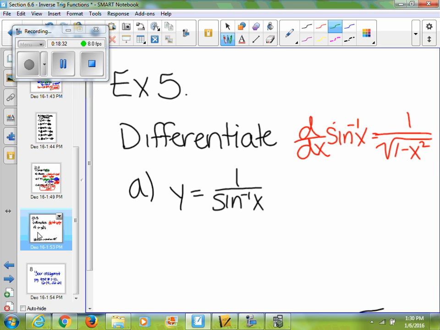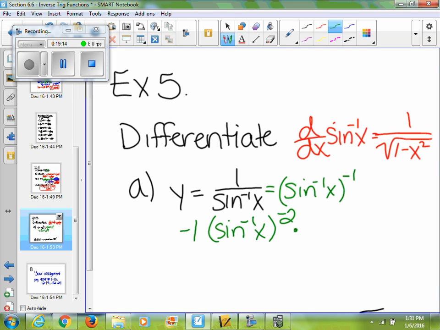But this is 1 over inverse sine of x. So I'm going to rewrite this as the inverse sine of x to the negative 1 power, because I'm going to move it up so we don't have a fraction. So if I continue to apply my chain rule, I take the derivative of the outside times the derivative of the inside. In this case, my outside is this negative 1. So if I were to derive that, I roll the negative 1 down. The inverse sine of x stays the same. And then I decrease this negative 1 to make it negative 2.